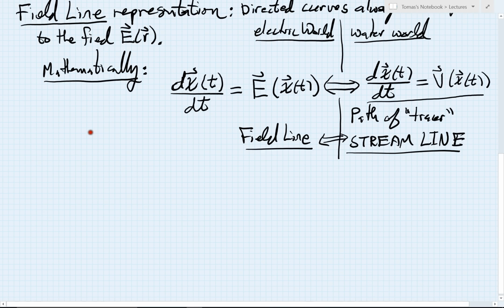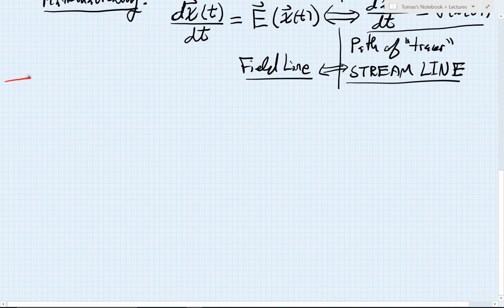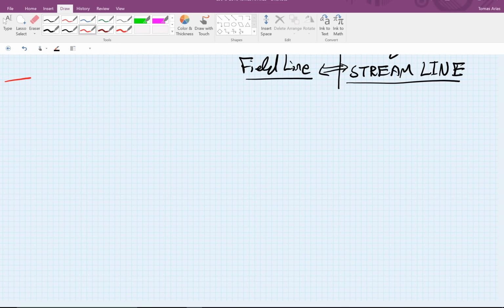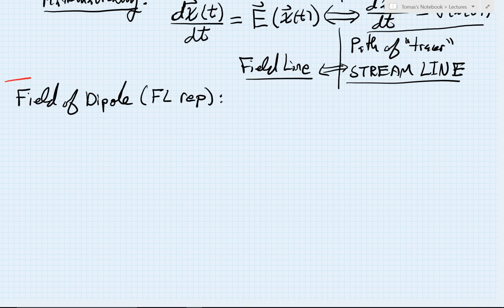As our example, we will take the field from a so-called dipole. So for the field of a dipole, let me just write down what we're doing here. Field of the dipole, and I'm going to use the field line, FL, representation for it. And what a dipole is, it's two equal but opposite charges placed in proximity to one another.